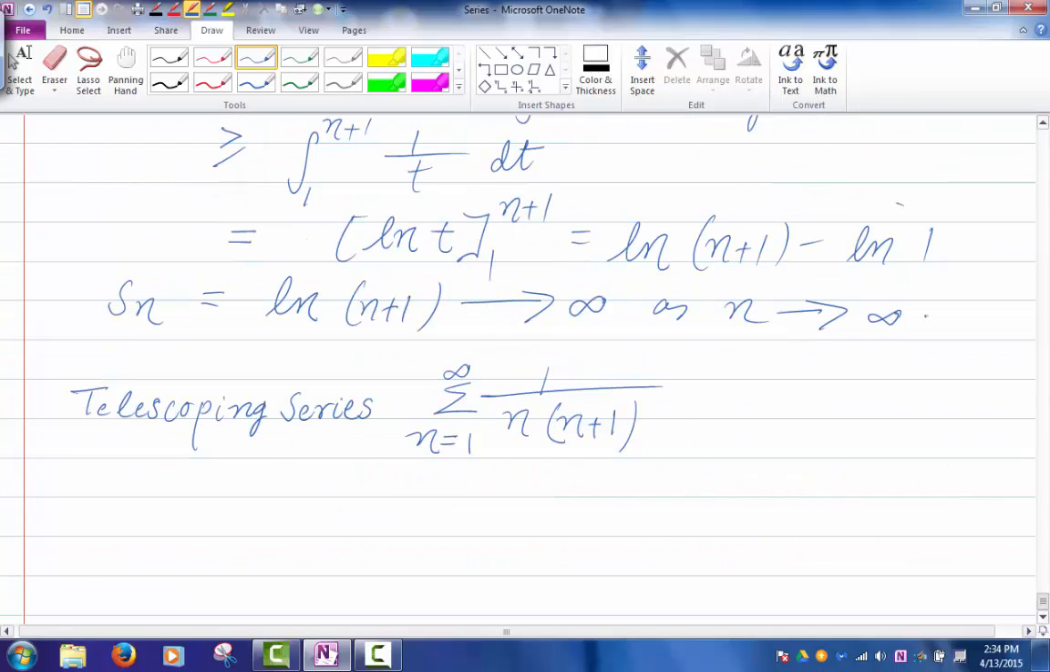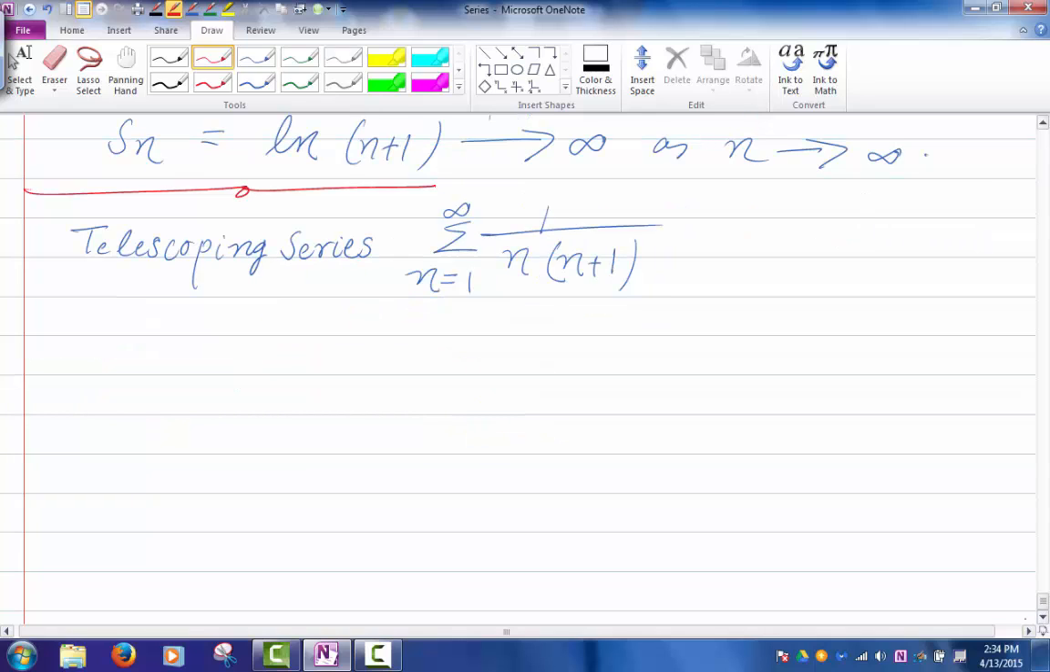In your homework, you'll give a different proof of that, and the proof is actually sketched out in the problem. You just have to go through it. Okay, the last example that I want to do is something called a telescoping series.